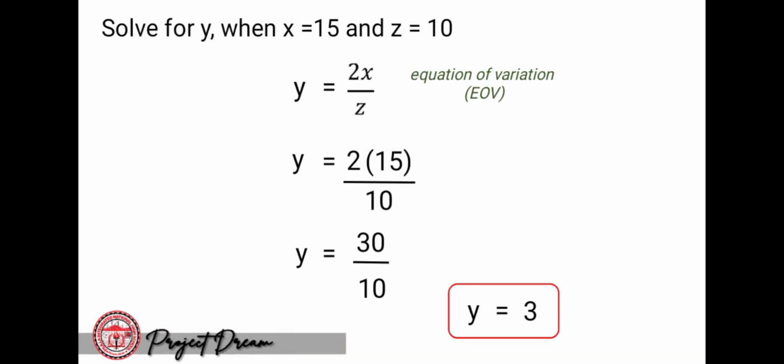So remember, in solving problems involving joint and combined variation, the first thing you need to do is to find the constant of variation o yung value ni k. After nating mahanap yung value ni k, magkakaroon na tayo ngayon ng equation of variation na kung saan isinubstitute natin yung value ni k doon sa original equation. Then, you will be able to solve for the unknown quantity.